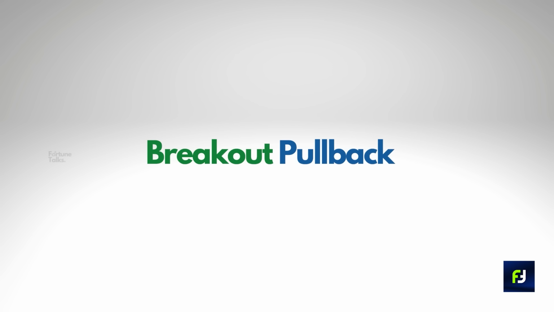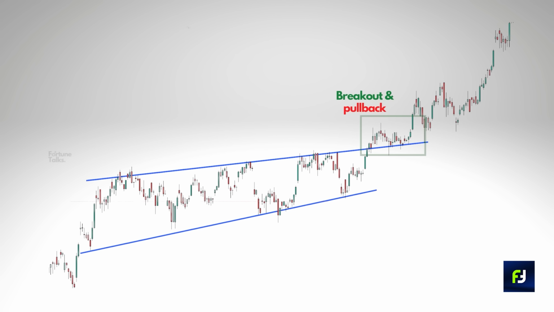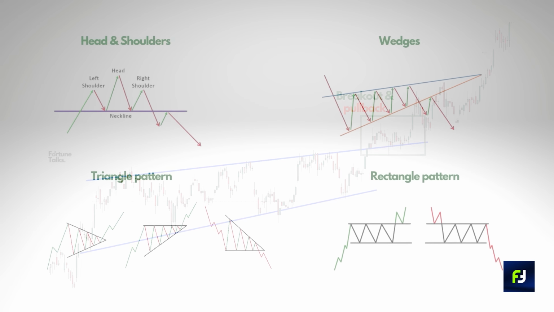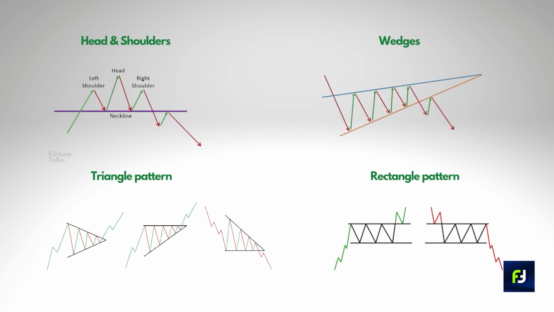Breakout pullbacks are very common and probably most of you have encountered them. Breakout pullbacks commonly happen at the market turning points. That is when the price breaks out of a consolidation pattern or a range. Now, some of the most popular consolidation patterns include the head and shoulders, the wedges, triangles, rectangles, etc.